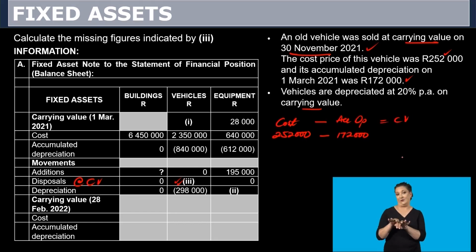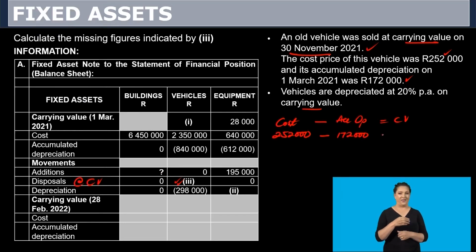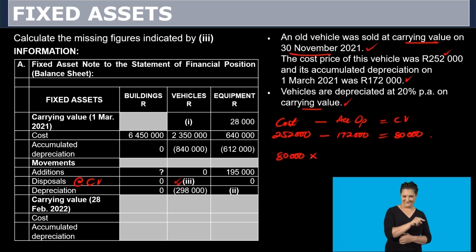So let's do that together. I'll now say 252,000 minus 172,000. And that will give me 80,000. So my carrying value is 80,000. That is my carrying value. And depreciation is calculated on carrying value. So I'll take the 80,000 and I'll now say multiplied by 20%, that is the depreciation rate now.